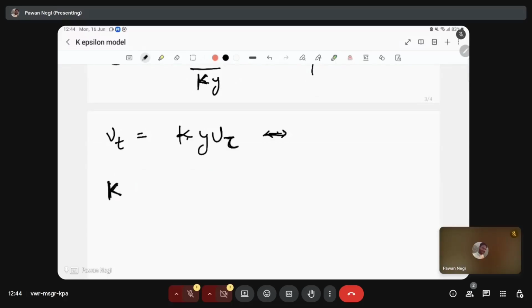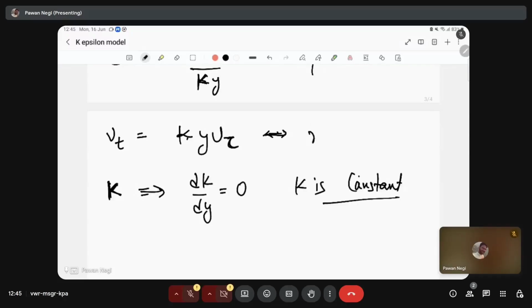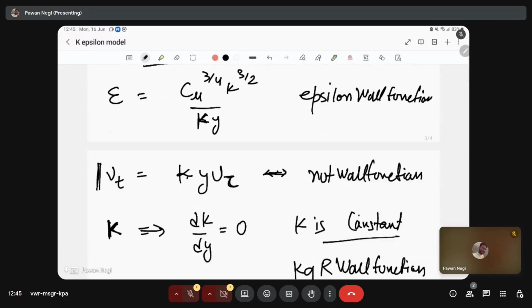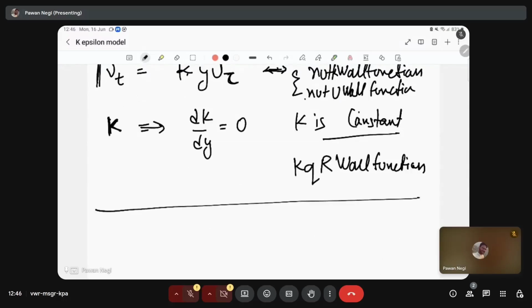For the turbulent kinetic energy, we assume that it is constant close to the wall. We call this the nut wall function in OpenFOAM. For k, we call this the kqr wall function. There are other options for the turbulent viscosity, which is called the nutU wall function. Now we'll edit the simulation that we have done for the Spalart-Allmaras model and then use it to simulate the same problem using the k-epsilon model and see what are the changes that we observe. We'll continue the simulation in the next lecture. Thank you.